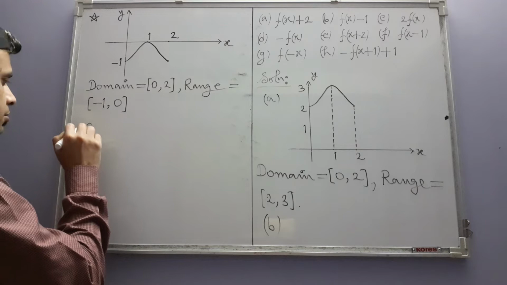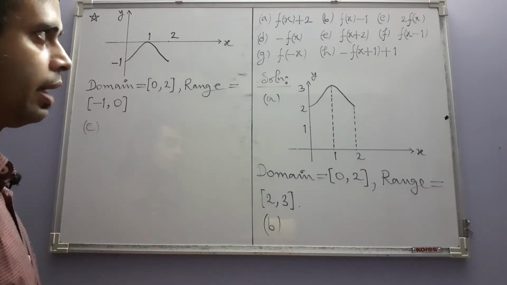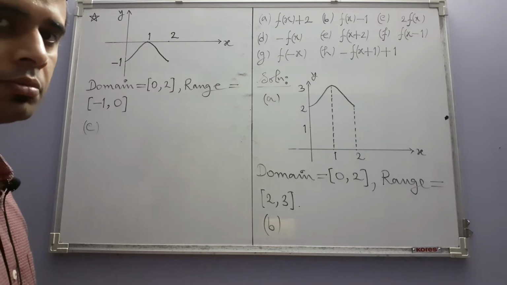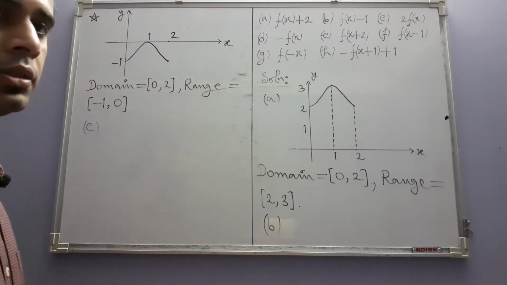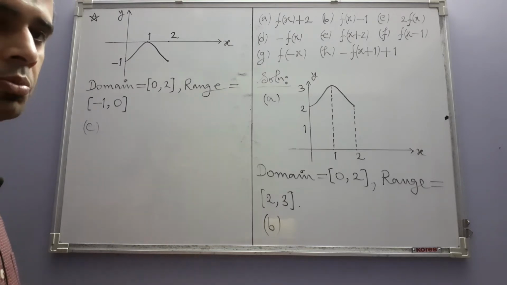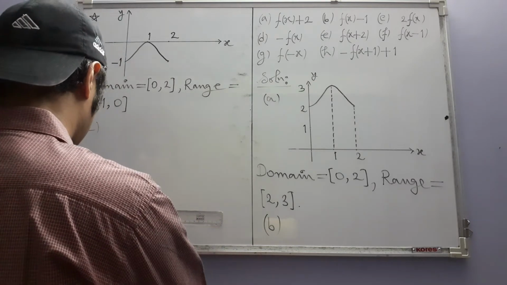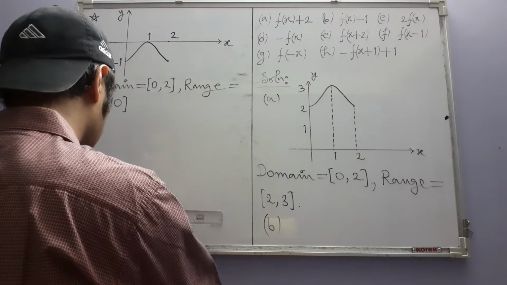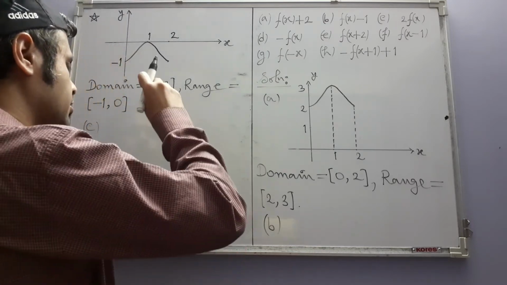Then C. In C, we are no longer adding or subtracting values from the y values. We are multiplying the y values by 2. So we are doubling all the previous outputs, and this doubling has the effect of stretching the original graph vertically.